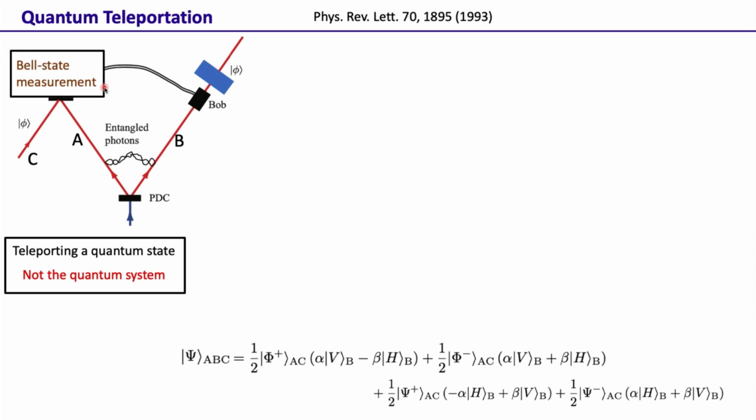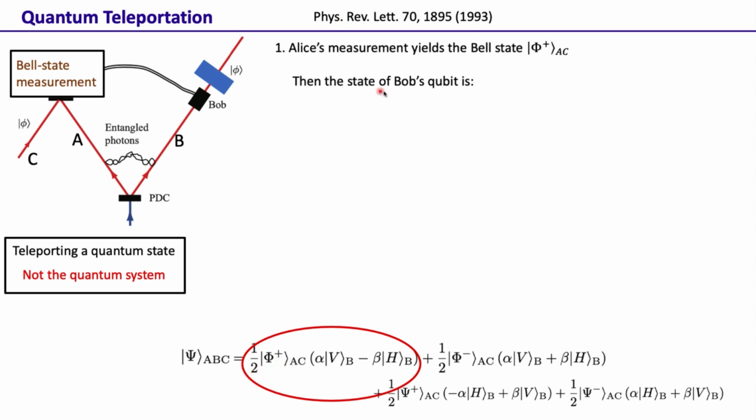So Alice now makes a Bell state measurement on the state of particles A and C. And of course, if Alice makes a Bell state measurement, then she will end up with either phi plus, phi minus, psi plus, psi minus. So let us say that Alice ends up with this term, that means phi plus AC. That means the state collapses into the first term. So if the state collapses into the first term, Alice definitely gets phi plus AC, and the state of Bob's qubit, that means the state of particle B, becomes alpha VB minus beta HB. Okay, so that is the state of particle B right over here. We can also write it as minus beta by alpha.